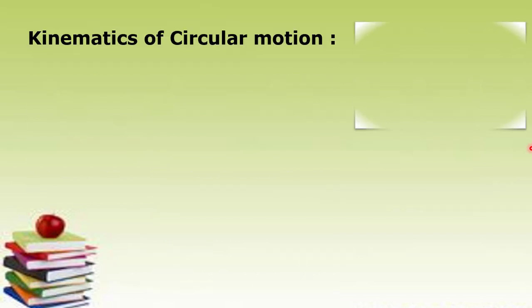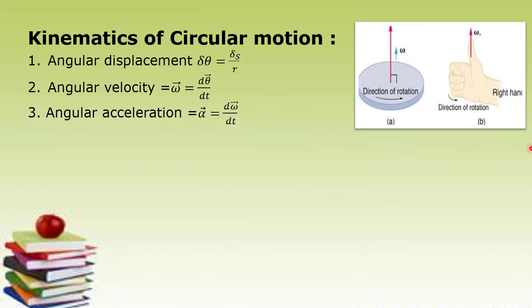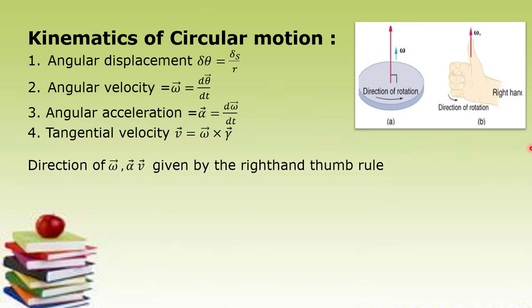Kinematics of circular motion. First, angular displacement delta theta is equal to delta s upon r. Second, angular velocity omega is equal to d theta upon dt. Third, angular acceleration alpha is equal to d omega by dt. Fourth, tangential velocity vector v is equal to vector omega cross vector r. Directions of omega, alpha and v are given by the right hand thumb rule.